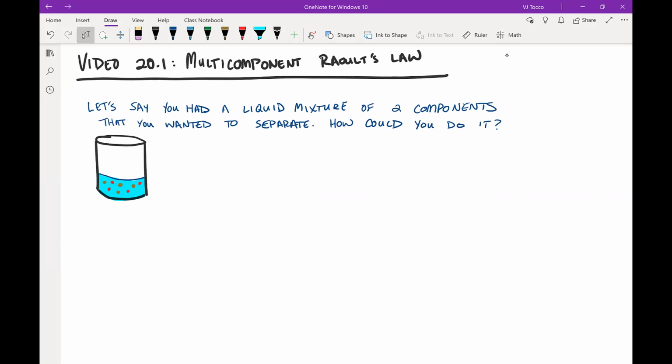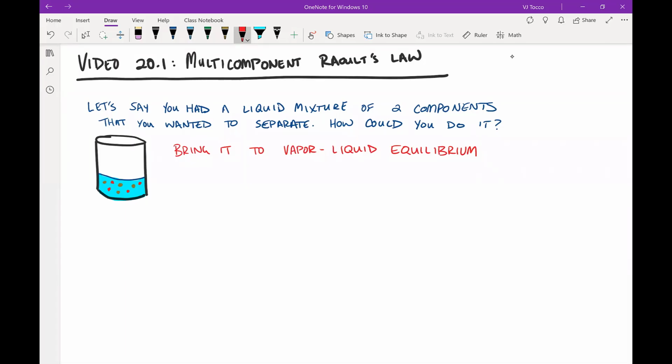So imagine that you had a liquid mixture of two components and you wanted to separate those two components. The most common way that this is done is by bringing it to a state of phase equilibrium. In other words, what I'm going to want to do is vaporize some of it or bring it to a partial boil such that vapor and liquid are coexisting in the same system.